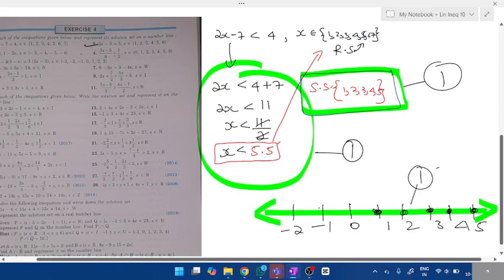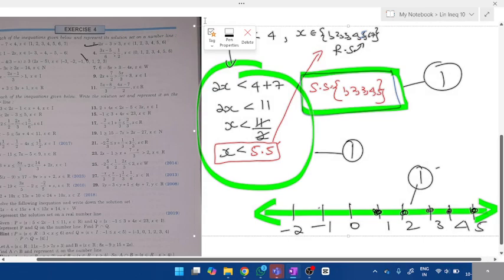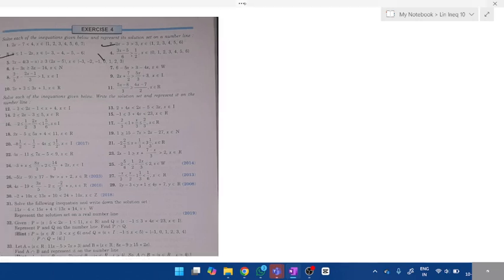So they have asked us to solve the inequation. We solved it and represent the solution set on a number line. Once you solve, you have to find the solution set and represent that on the number line. Completed? Okay, second question. Try the next one.